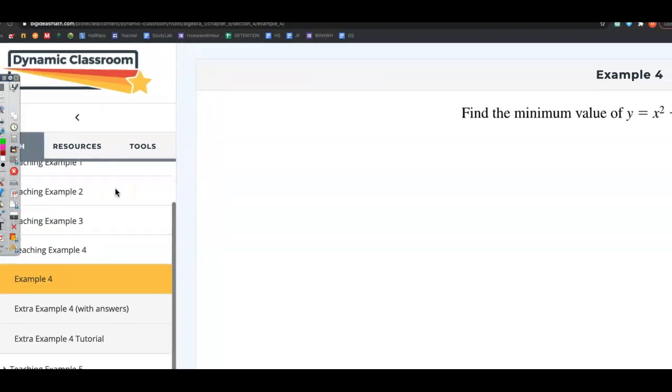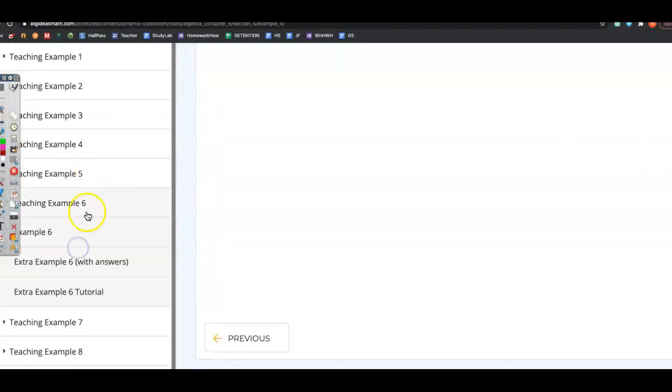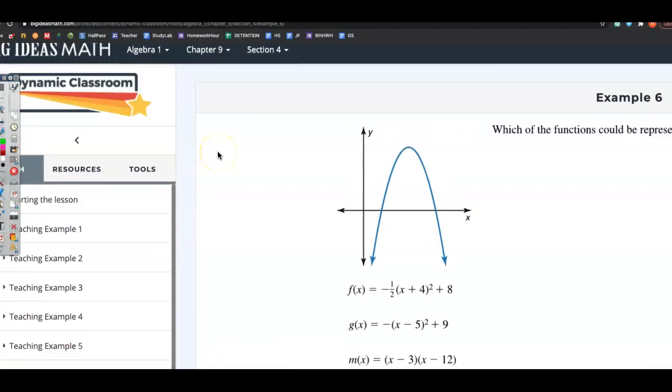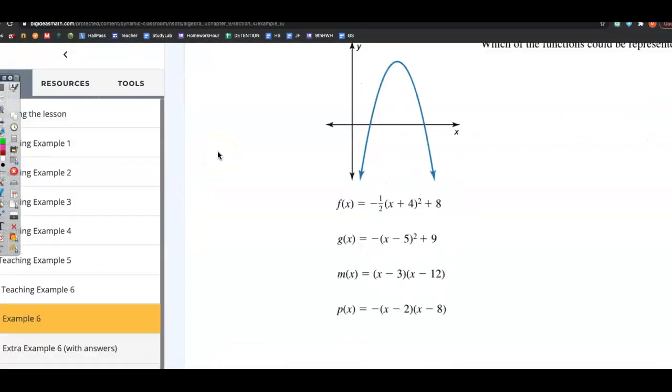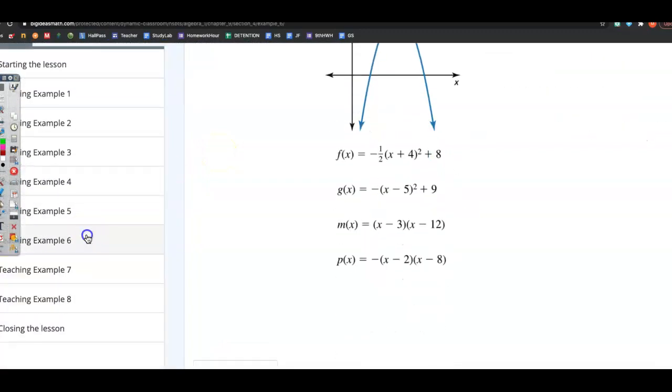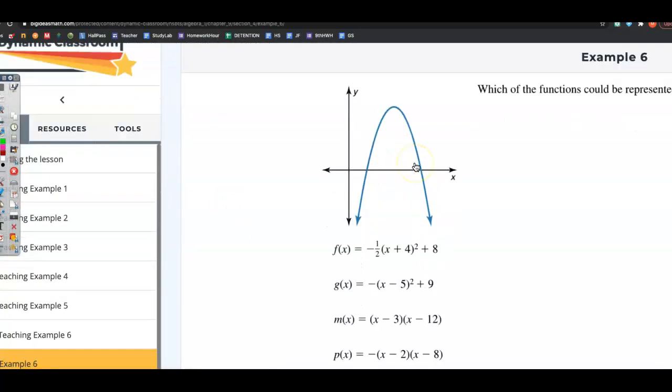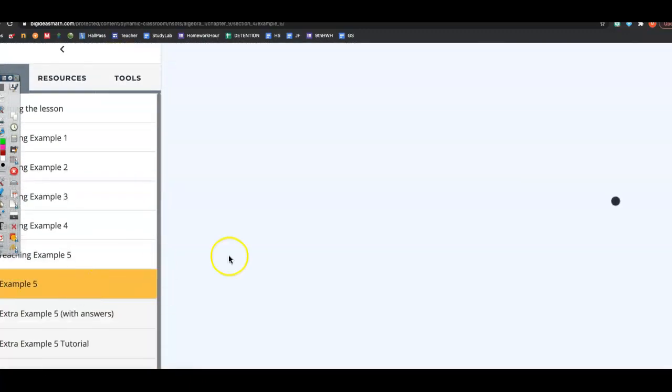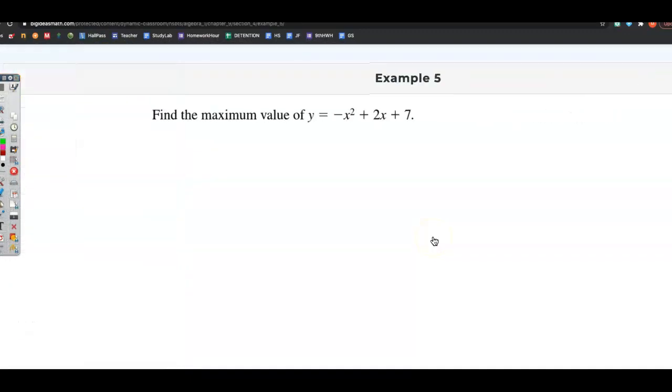The next example. This is making sense so far, so I'm a little bit worried. What about multiple choice? That does not look like multiple choice. That looks like multiple options. That's the first one. There we go. That's what I wanted.